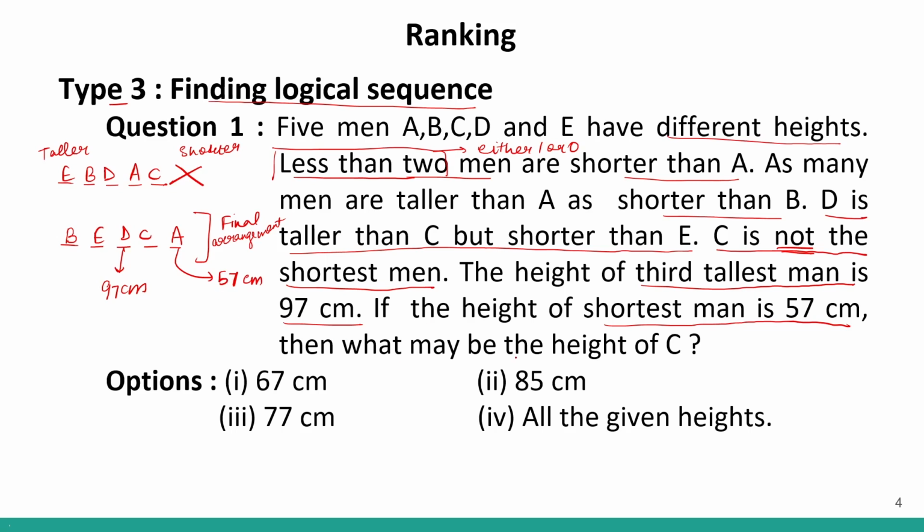We have to find what may be the height of C. So C falls in between D and A. So C height can be anywhere between 97 centimeter and 57 centimeter. So C height can fall into this broad category. So we have option 67 centimeter, 77 centimeter and 85 centimeter. All the three heights lie between 57 and 97 centimeter. Therefore, option number 4, that all the given heights are a possibility, will be the correct answer.